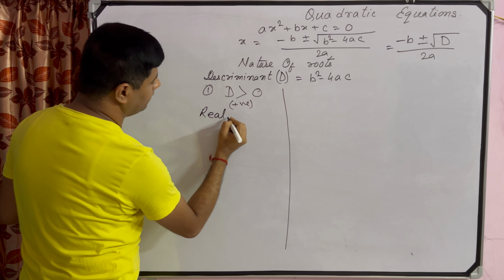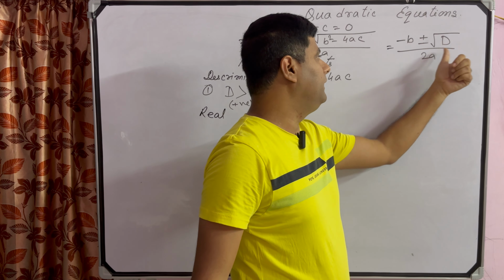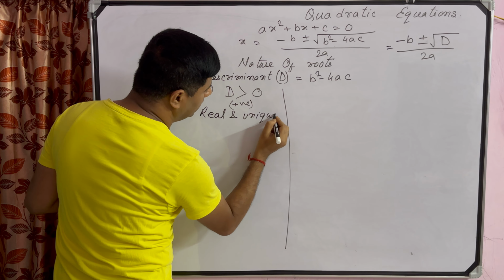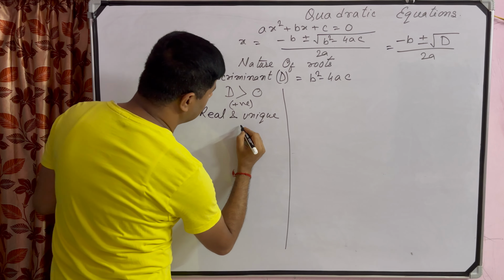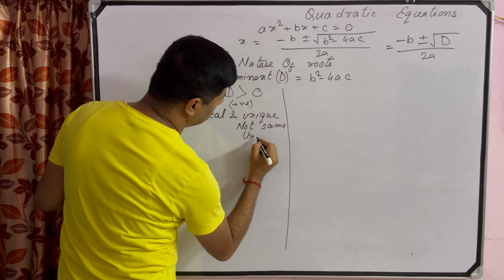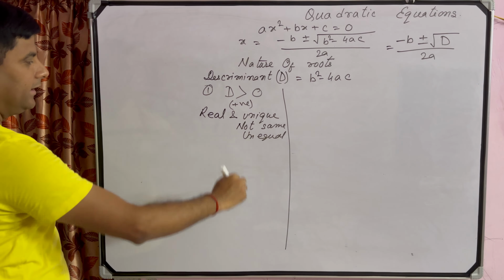Suppose the value of D is positive, so some value comes up which will be added to minus b and subtracted from minus b, so we'll get two different values actually. So the roots are real and unique. What do you mean by unique? It means I'll be getting two values that are not the same, or unequal. So the values are real and unequal, or unique. Both the values are unique in their places, they are not equal, correct?